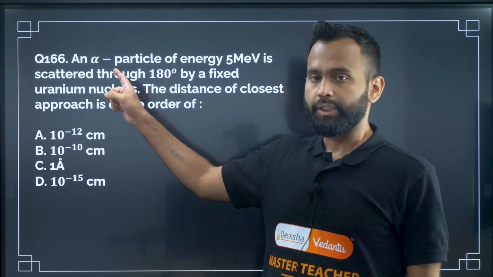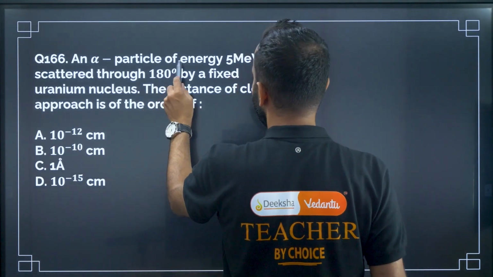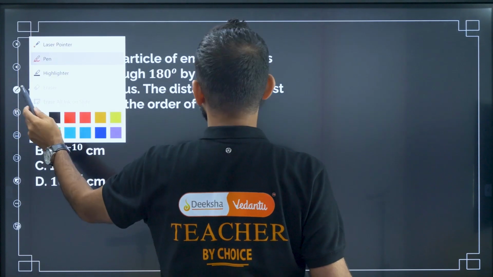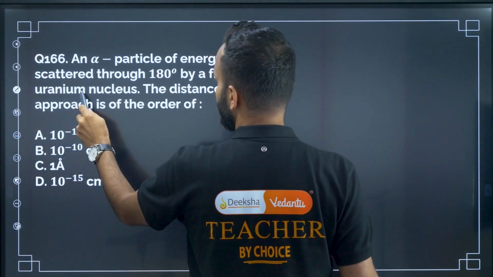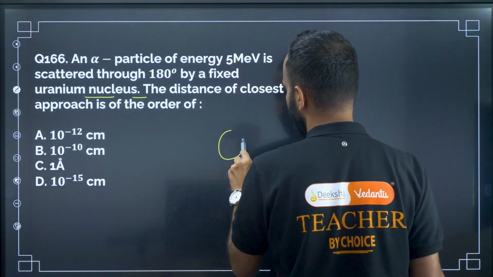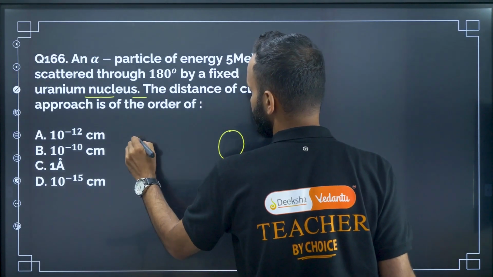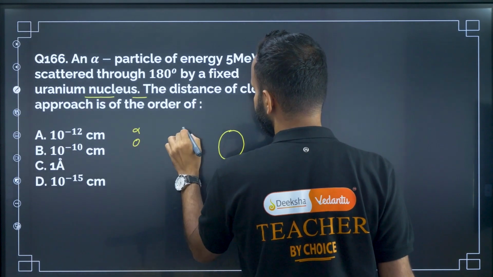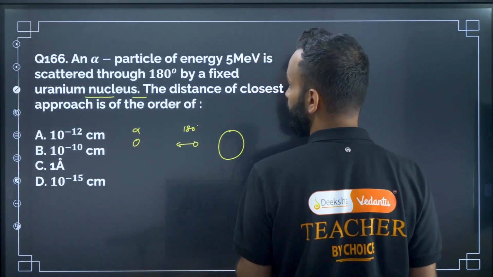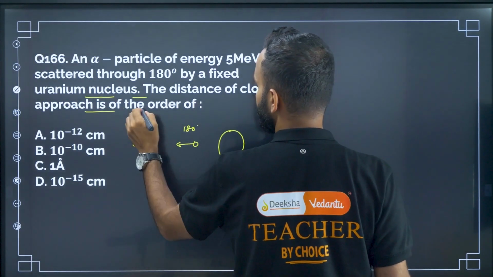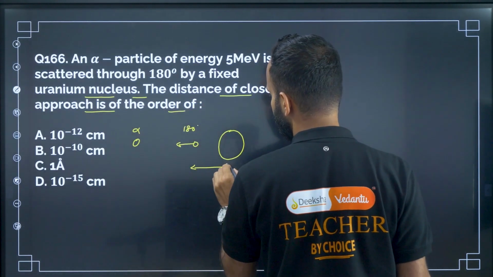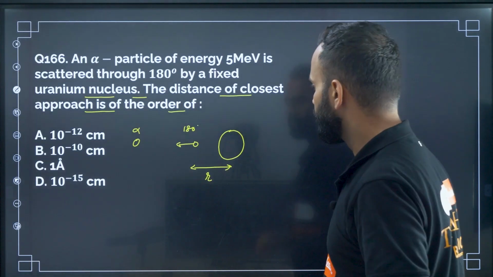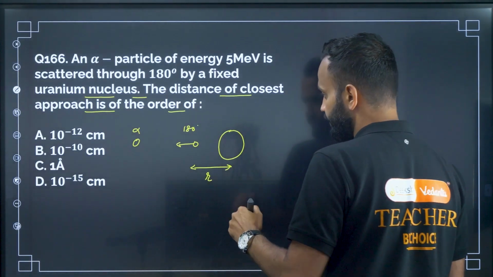Next question, question number 166. An alpha particle of energy 5 mega electron volt is scattered through 180 degree by a fixed uranium nucleus. Here this is the uranium nucleus, fixed uranium nucleus. This is the alpha particle. So it is scattered through 180 degree by a fixed uranium nucleus. The distance of closest approach is of the order of, here this is the distance of closest approach r. So we need to find the distance of closest approach.